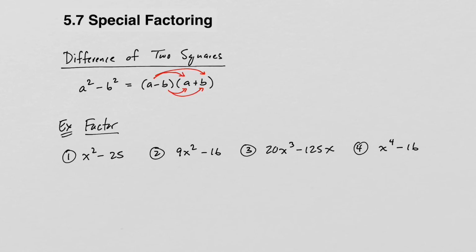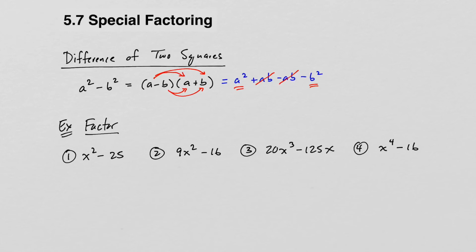So notice that if we multiply this out, we get a times a is a squared, a times b is positive ab, negative b times a is negative ab, and negative b times b is negative b squared. And you can see what happens is the positive ab and the negative ab cancel out, and you end up getting a squared minus b squared. So anytime you're factoring the difference of two perfect squares, it's going to factor using the square root of each of those perfect squares, and then you'll have a negative sign and a positive sign.